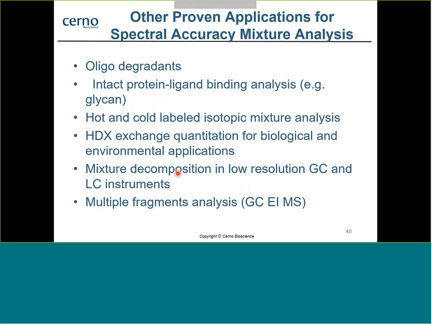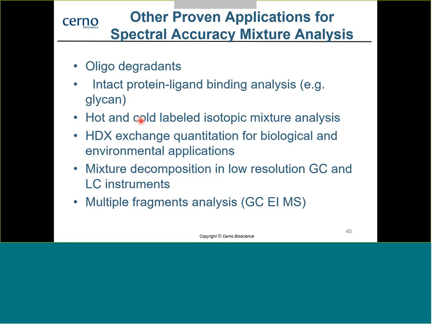The same mixture analysis has been applied to a variety of other applications, including oligo degradants, a very similar application to what we were just talking about. We've also looked at intact protein ligand binding analysis, glycans, for example, on whole proteins using specialized time-of-flight mass spectrometers that can do intact protein analysis. The other interesting application is the ability to quantify the hot and cold label isotope mixture analysis for small molecule drugs, doing metabolic studies.